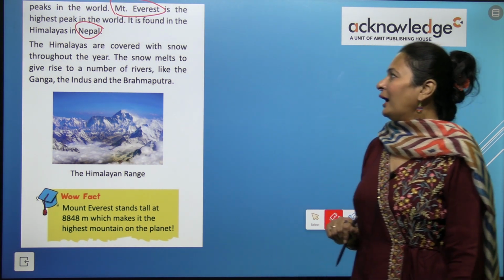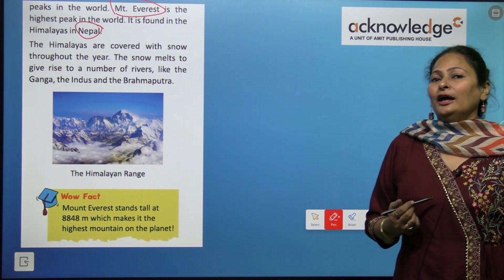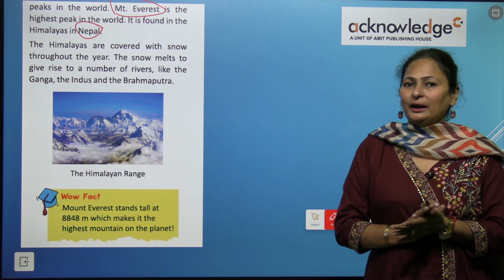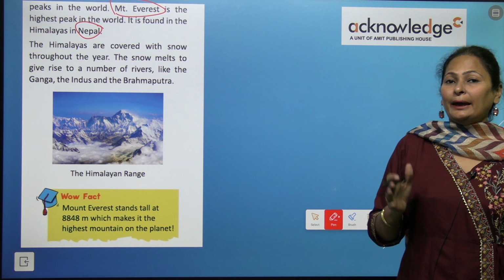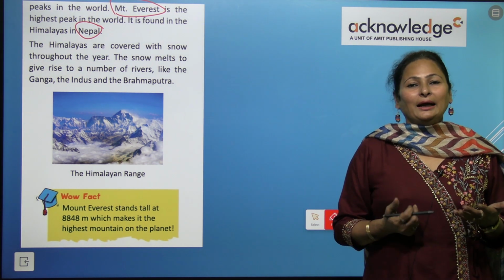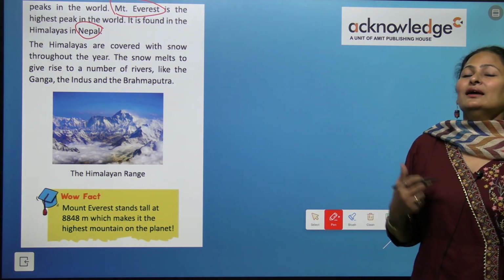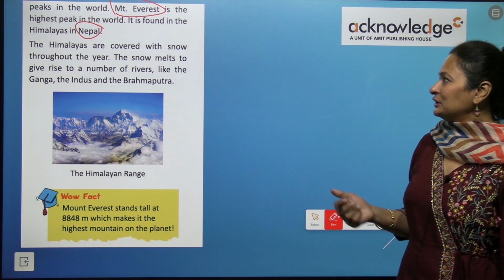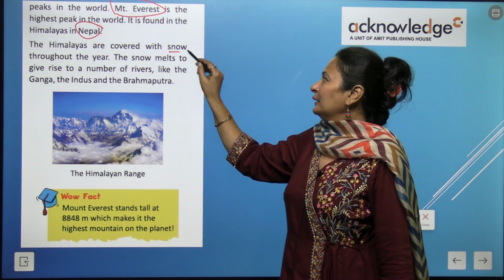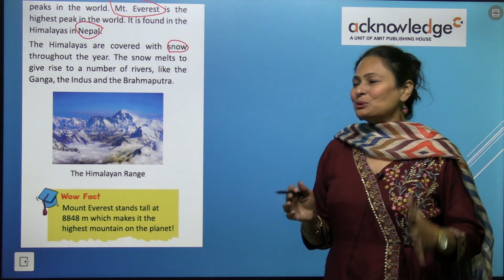The Himalayas are covered with snow throughout the year, kids. If we break Himalaya into two, him means barf, or snow, and alaya means abode, or home. So it is the home of snow. Himalayan mountains are covered with snow throughout the year.